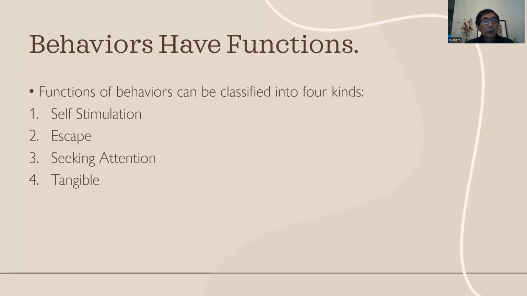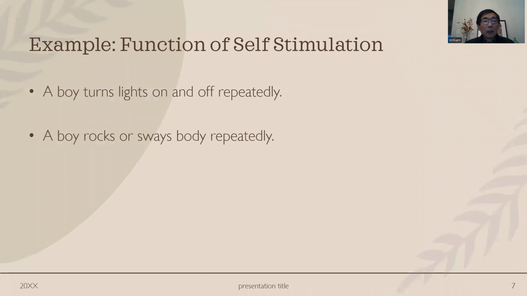So behavior functions can be classified into 4 kinds. The first one, self-stimulation. Second one, escape. Number 3, seeking attention. Number 4, tangible. Examples of self-stimulation are as follows. A boy turns lights on and off repeatedly. A boy rocks or sways his body repeatedly.